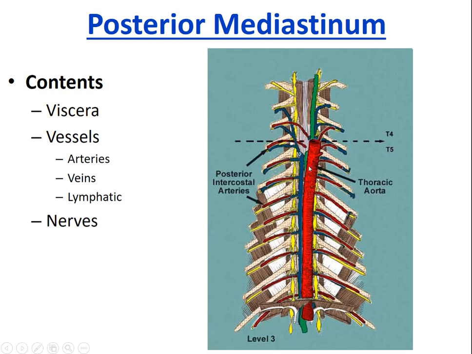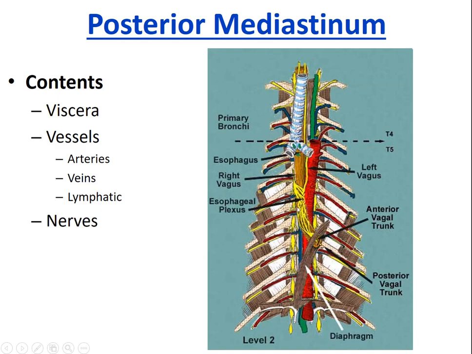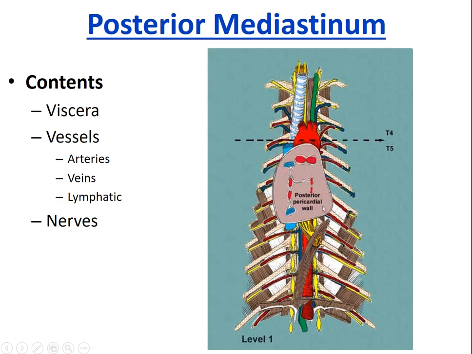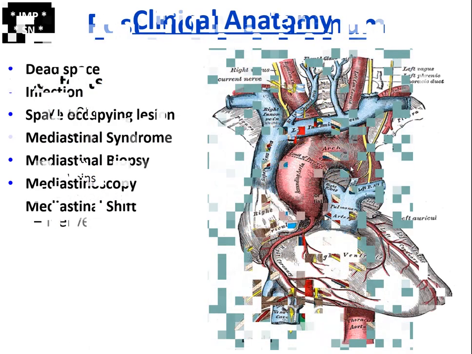Further anteriorly, descending thoracic aorta with its branches. Further anteriorly, if we go, there lies esophagus and trachea with autonomic plexuses that will be formed by vagus. And further anteriorly there lies a posterior layer of pericardium. So that is limiting the boundary of posterior mediastinum. So these are all the content of posterior mediastinum.